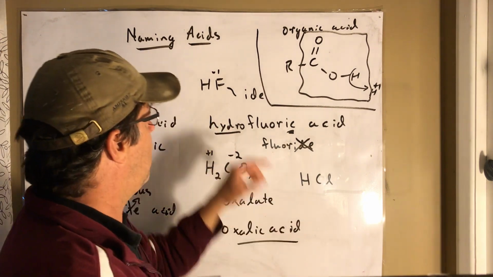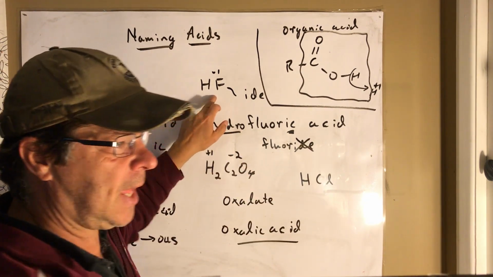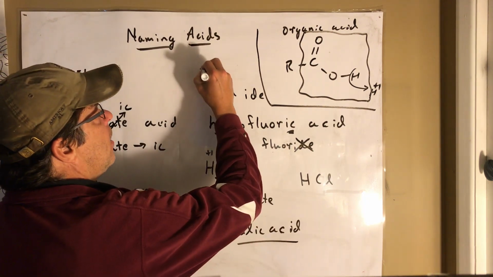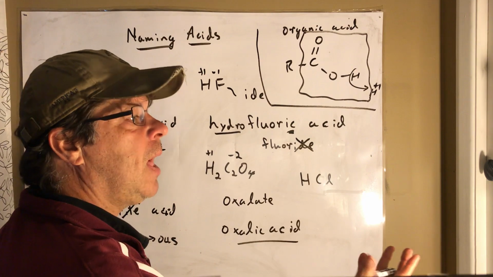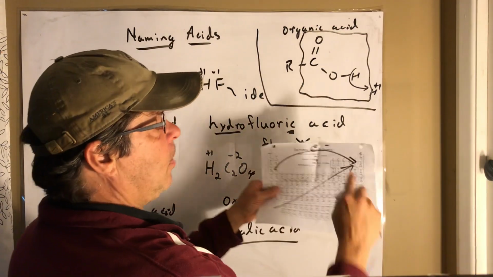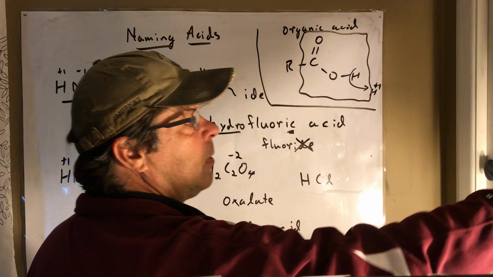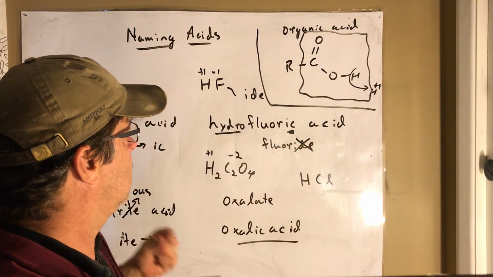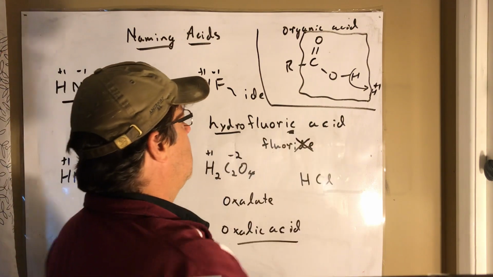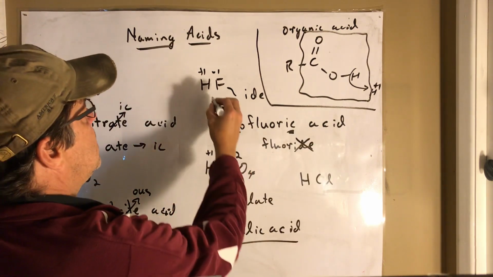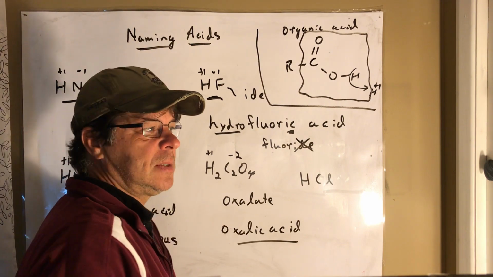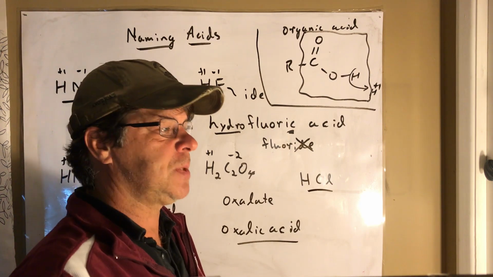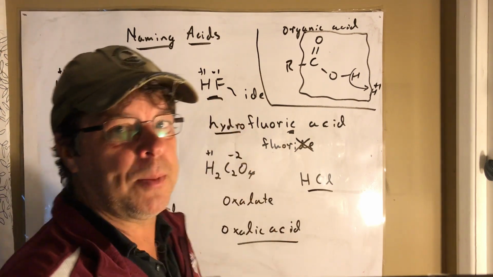If it's a binary acid like this, where it's just made up of a hydrogen ion and a monoatomic ion, and remember, these are over here in the periodic table, it ends in IDE. We change the IDE to ic. We use a prefix hydro, hydrofluoric acid. This stuff is used to etch glass. And of course, hydrochloric acid is in our stomach. We use it a lot in chemistry. So, acid nomenclature.